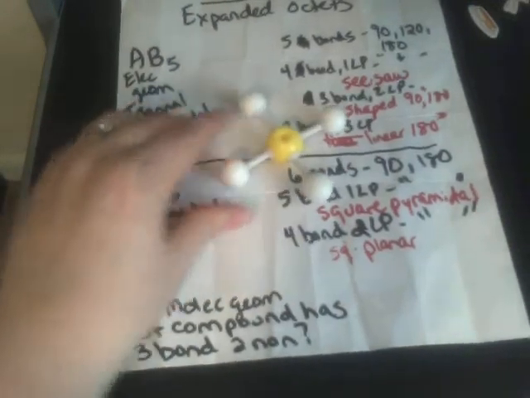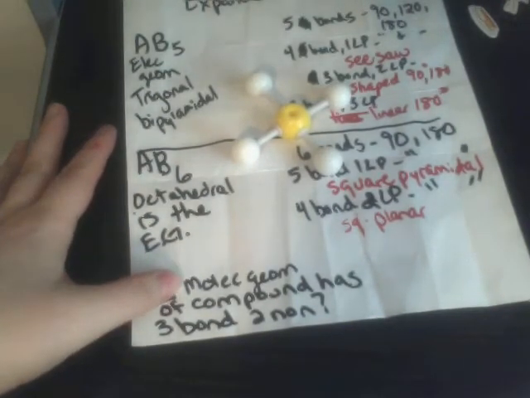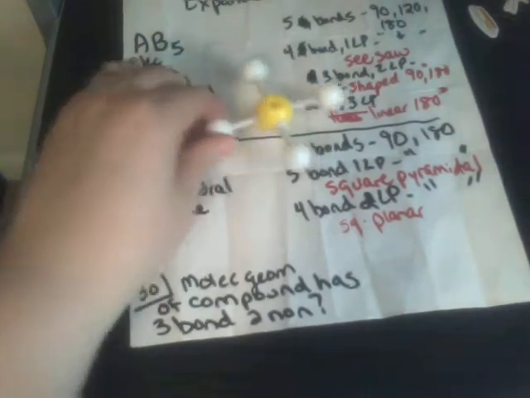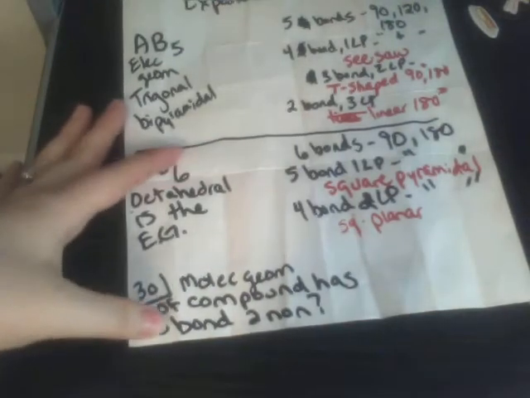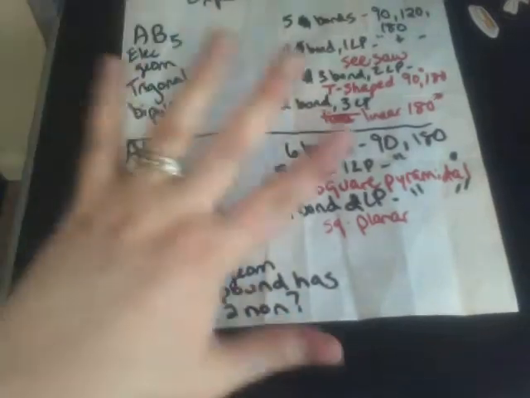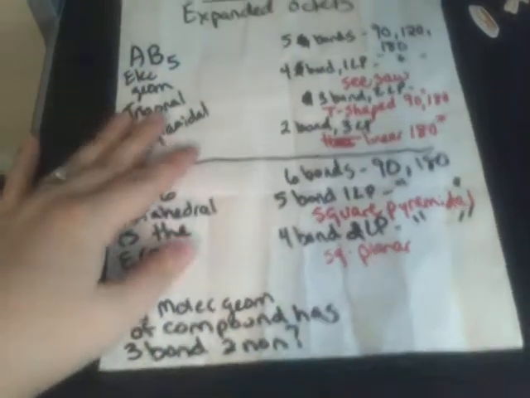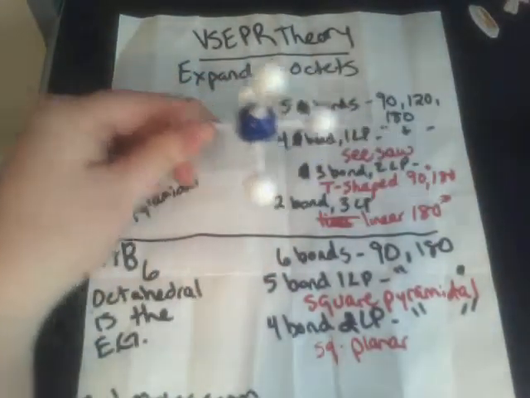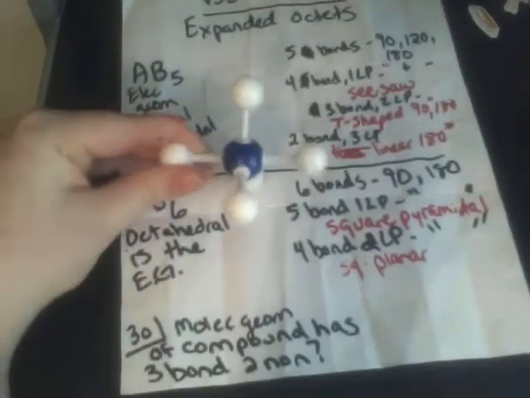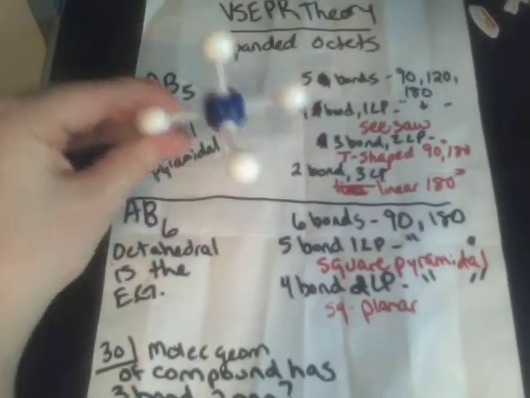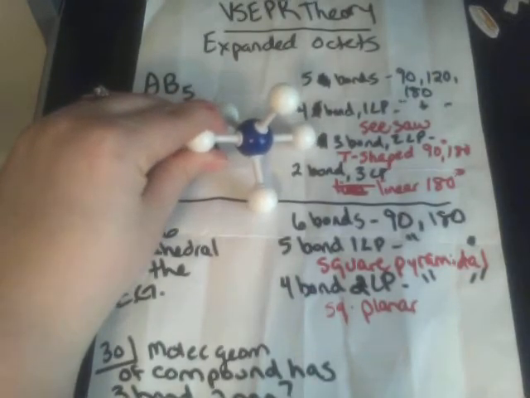So let's look at one problem from your homework. It's number 30. What is the molecular geometry of a compound that has 3 bonds and 2 non-bonding? So if it has 3 bonds and 2 non-bonding, that has an electron domain of 5 total. So we're talking about AB5. This guy right here, right? So 3 bonded, 2 non-bonded.